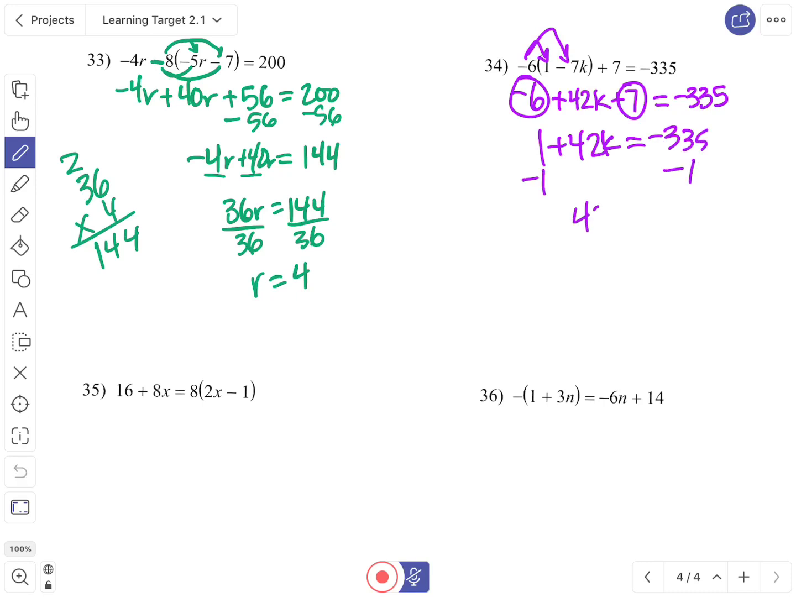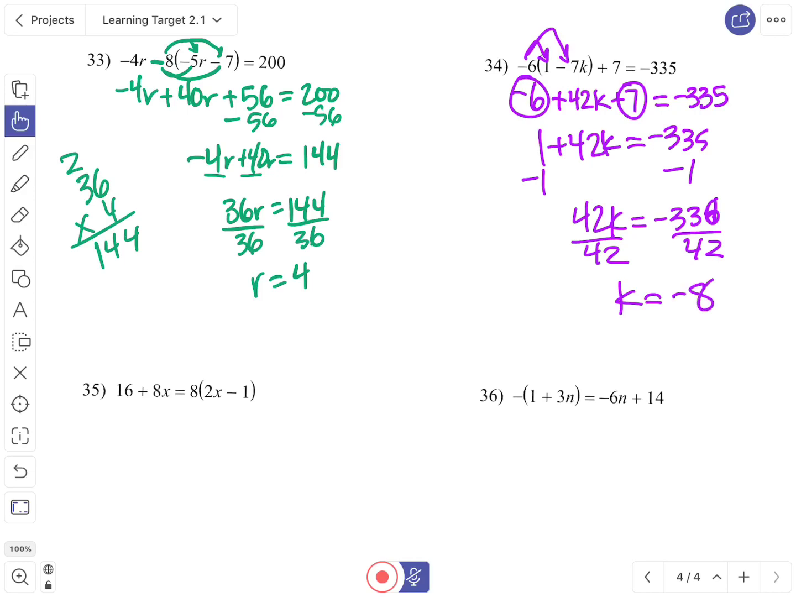Subtract 1. 42k equals -36. So then we just divide by 42. And we get k equals, why are there so many k's? Because I like to say k when I'm done with stuff. And now I have k and then another k. Are you tired of my k's yet? That ends up being -8.